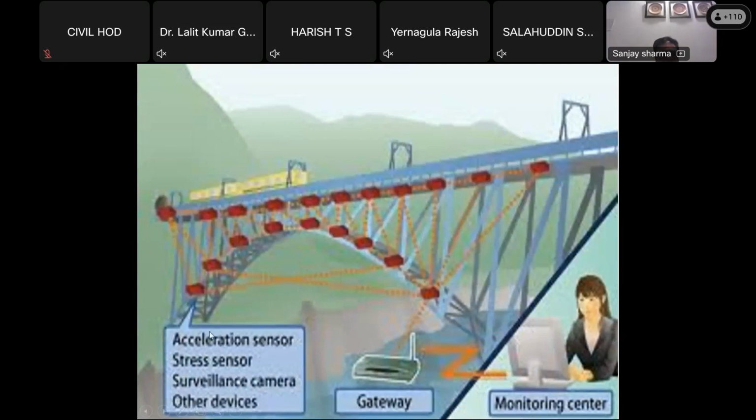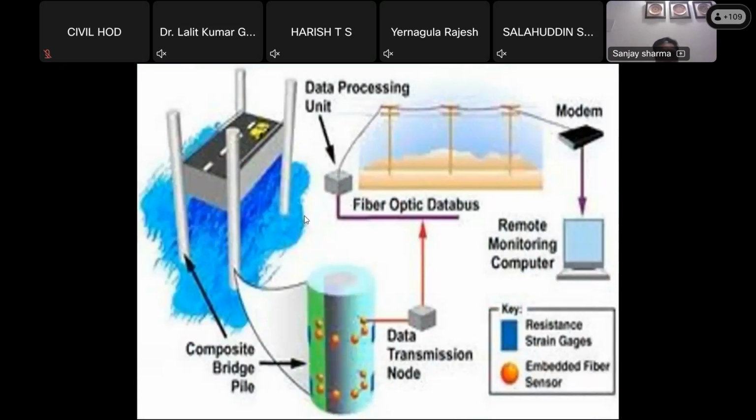So you have the acceleration sensor, you have the stress sensor, you have the surveillance cameras, and all those things are planned well at the time of installation. What are the locations where those sensors are to be placed, and then you use the data acquisition system, and that system will transfer the data.